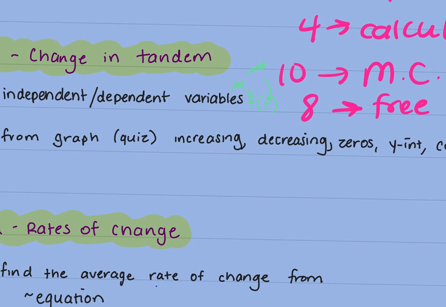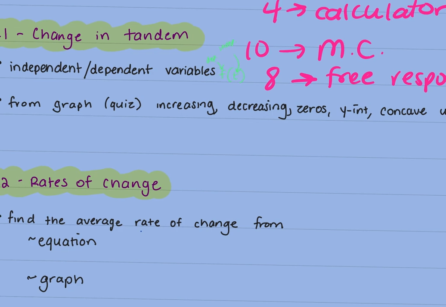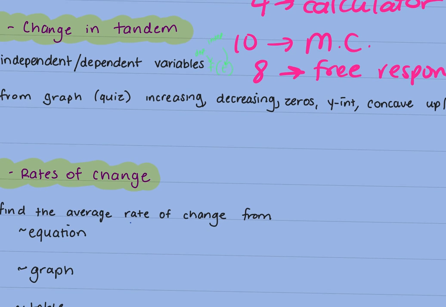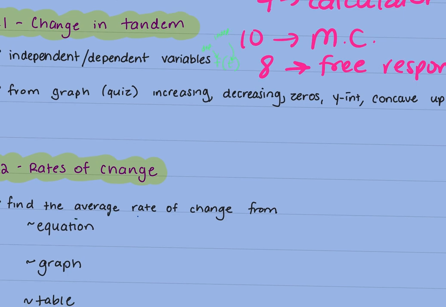Then we got into all the parts of the graph. We got into increasing, decreasing, zeros, y-intercepts, concave up or concave down from a graph. You could also get asked it based on a chart. So if I gave you chart information, could you determine if the rate of change was increasing or decreasing, which would mean it's concave up or concave down.